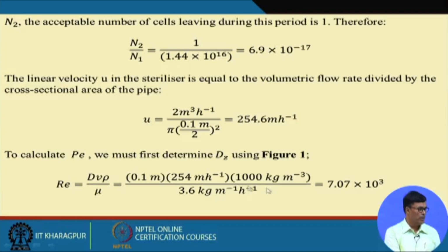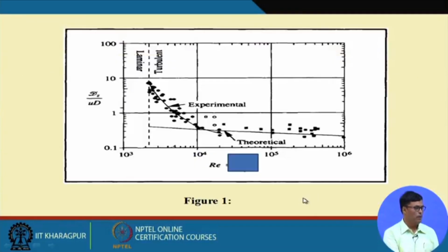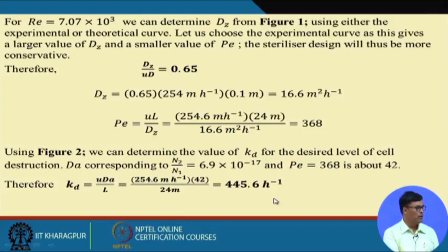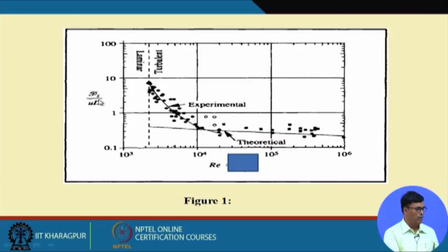Now from this we can calculate the Peclet number. How can we calculate it? The Peclet number equation is U into L by Dz. The Dz value, the dispersion coefficient, we can calculate with this equation.